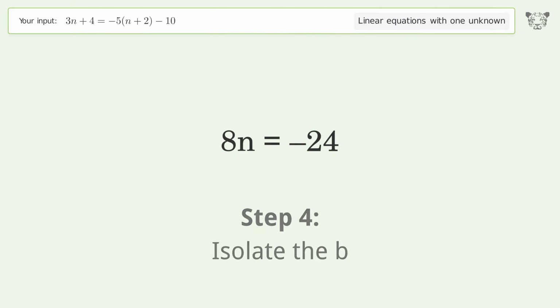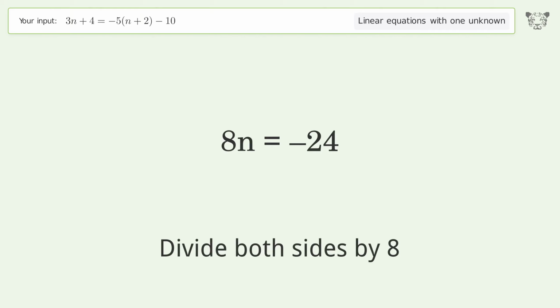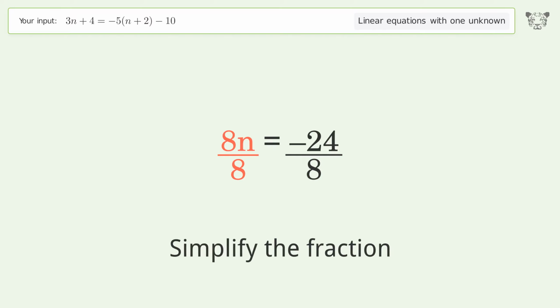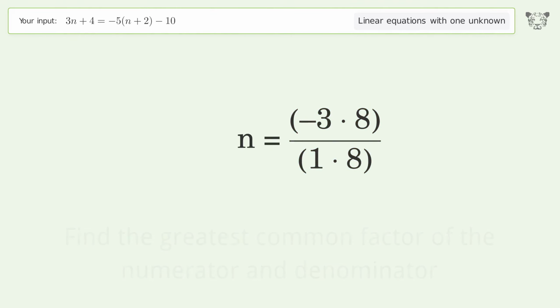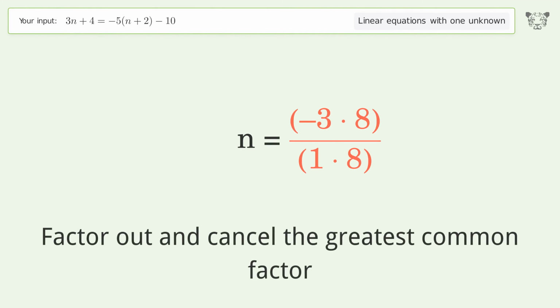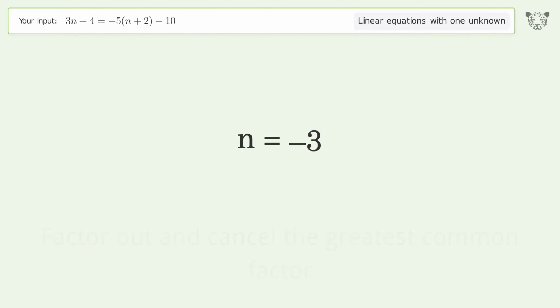Isolate the b. Divide both sides by 8. Simplify the fraction. Find the greatest common factor of the numerator and denominator. Factor out and cancel the greatest common factor. And so the final result is n equals -3.